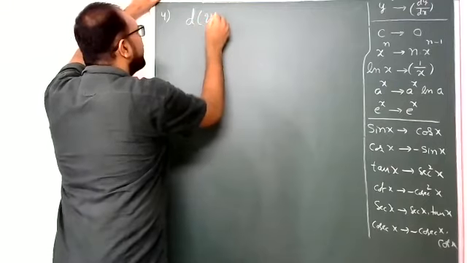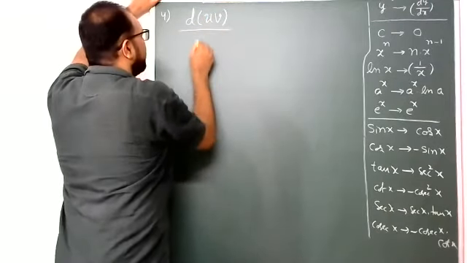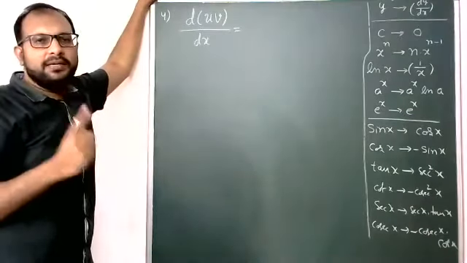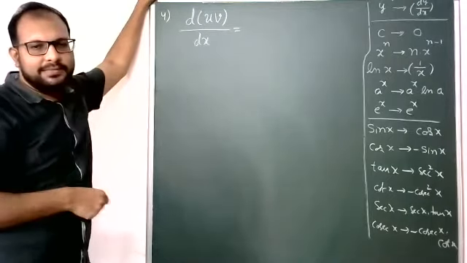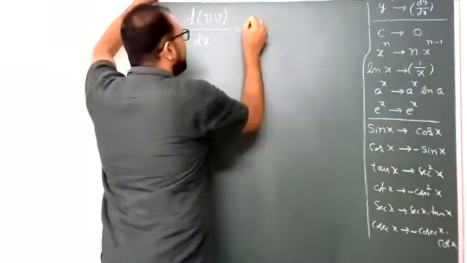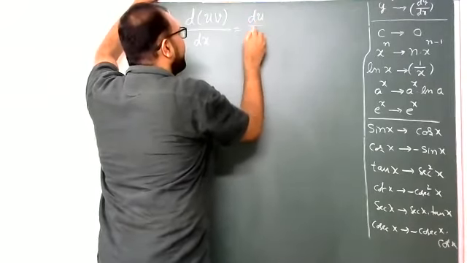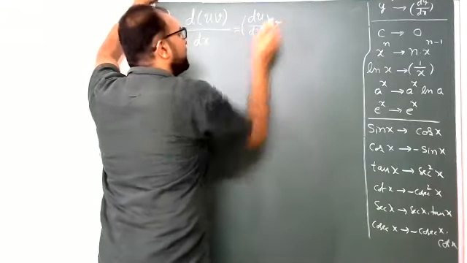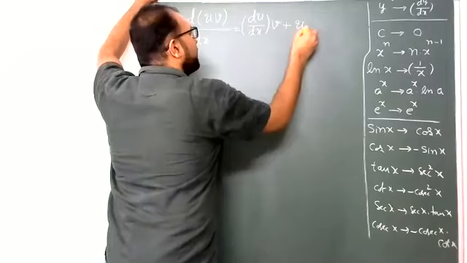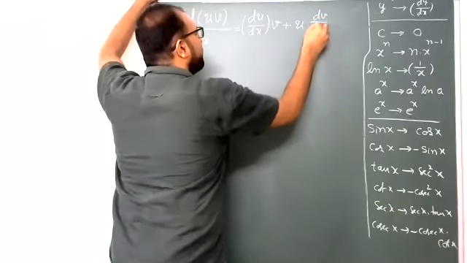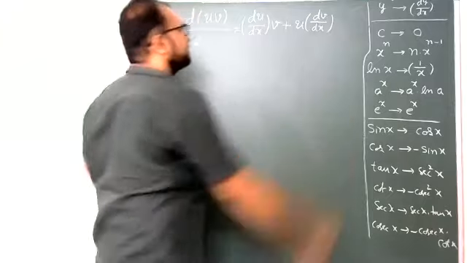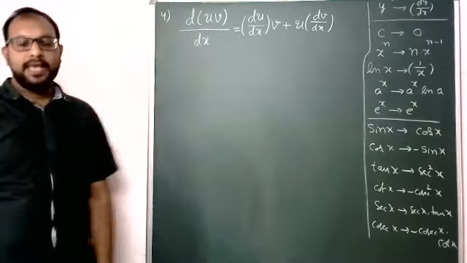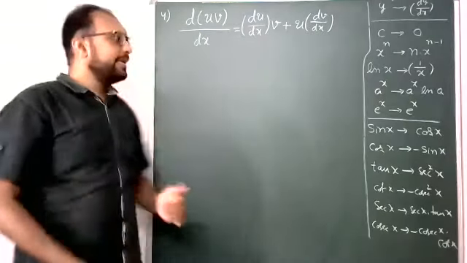Yes, rule number 4: derivative of u into v with respect to x. Again here u and v are 2 functions in terms of x. Here du divided by dx means derivative of u with respect to x into v, plus u into derivative of v with respect to x. Students, this is rule number 4. Here a product is there.